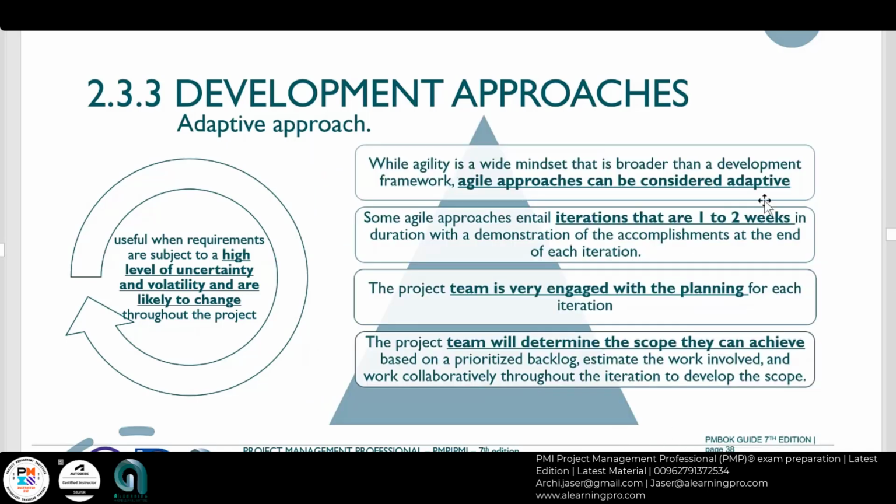Agile approaches can be considered adaptive, which means highly adaptive environments. Some agile approaches entail iterations that are 1 to 2 weeks. This is very important, guys, because you will be getting questions on calculating maybe the duration of the project, or on how long you still need to finish the project. This depends on how you understand iterations in adaptive environments. Iterations are 1 to 2 weeks, because he will be giving you, for example, 5 iterations, then you need 10 weeks. Usually they go between 2 and 4 weeks for the iterations.